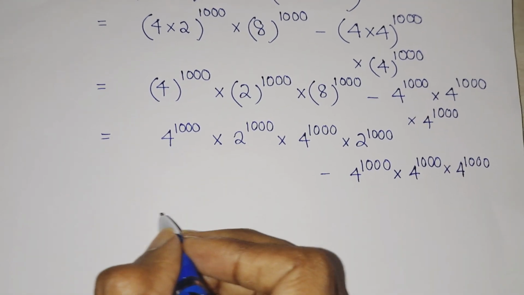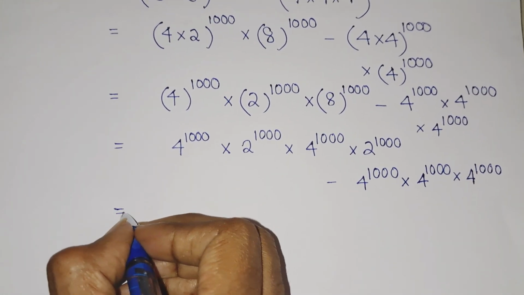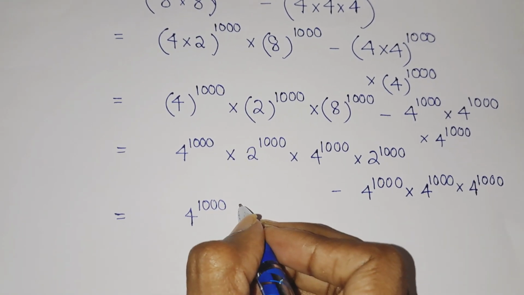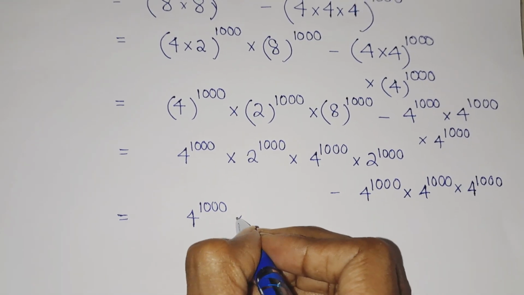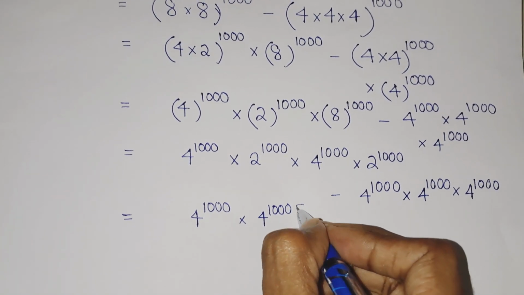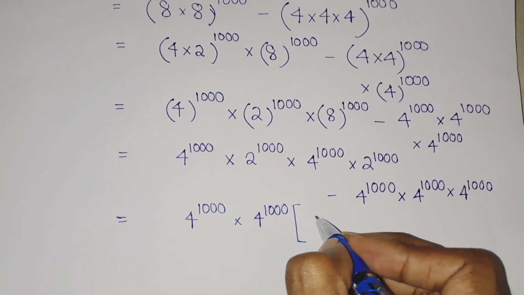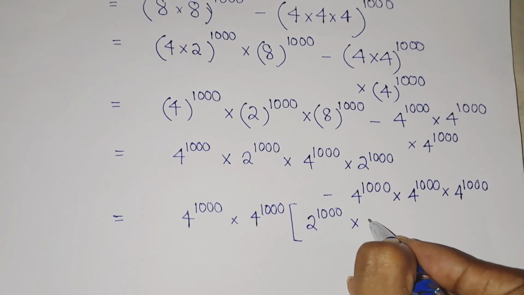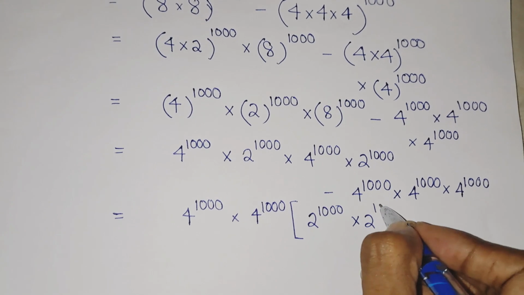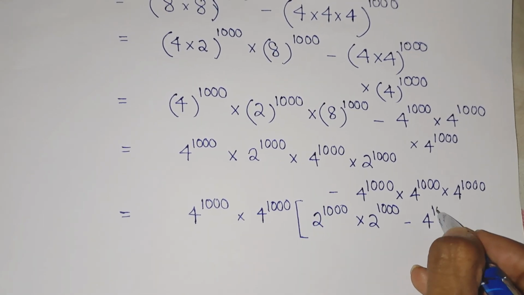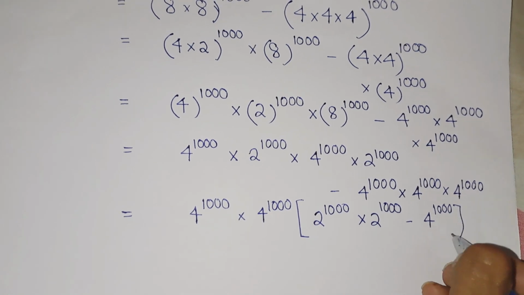In the next step, we can take 4 to the power 1000 whole square common from both the terms. That means 4 to the power 1000 multiplied by 4 to the power 1000, we can take it common. So what will be remaining? In the first term, remaining will be 2 to the power 1000 multiplied by 2 to the power 1000, and in the second term 4 to the power 1000 only remains.